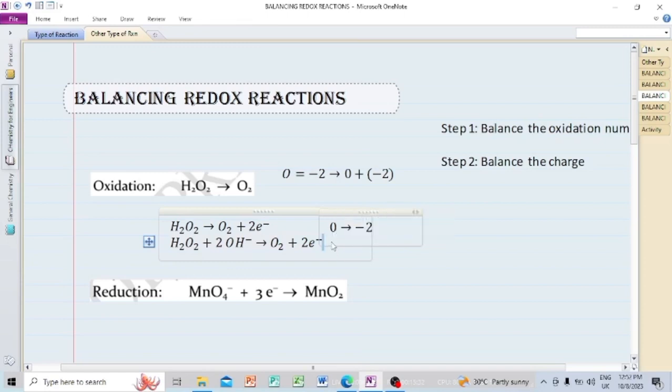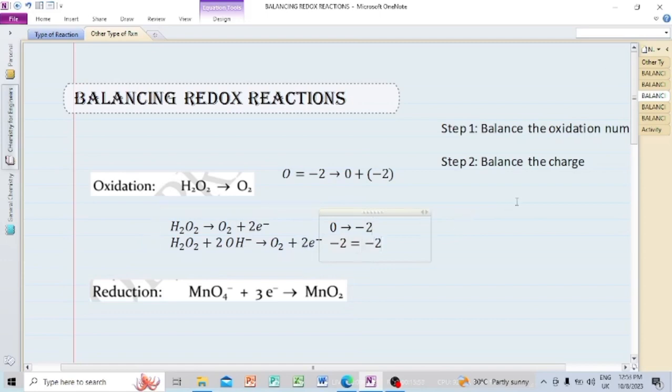So, this will become 0. So, from dito, meron tayong 2 times negative is negative 2, is equal din. So, equal na yung charge nila.